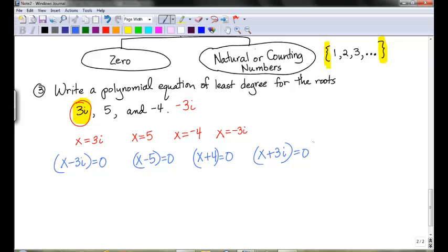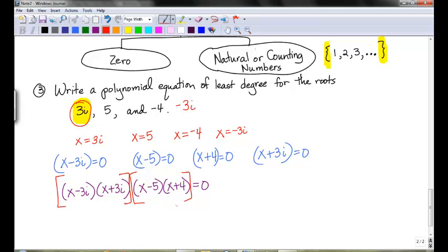Put the i factors together. Okay, group them together. So I'm going to group the x minus 3i and the x plus 3i. Notice I don't have the equal sign. We need to multiply these factors out, and group the x minus 5 and the x plus 4. We're working our way back to find the beginning equation. Okay, group these two together and then group these two together.